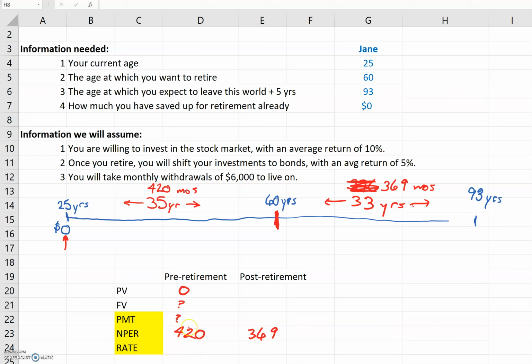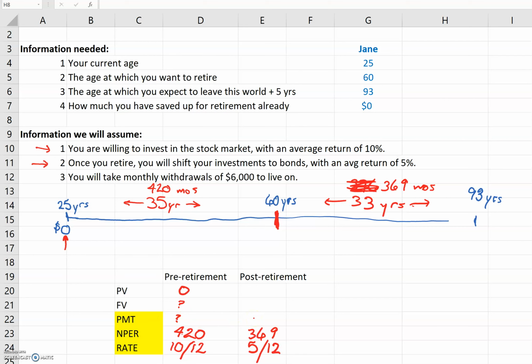And the rate, that was a given. I gave that here and here. Pre-retirement, she is going to get 10%. However, we need a monthly rate. All rates are given annually. It's just how it's done. APR, annual percentage rate. So 10% is an annual rate. For our monthly rate, there's no sense doing the math. Excel will do it for you. 10 divided by 12. And post-retirement, we're going to move things into safer investments, so it'll be 5 divided by 12 to get a monthly rate for that as well.